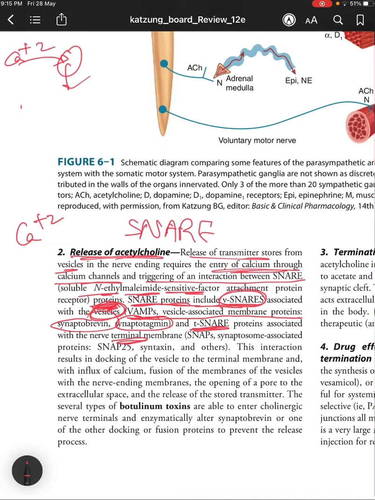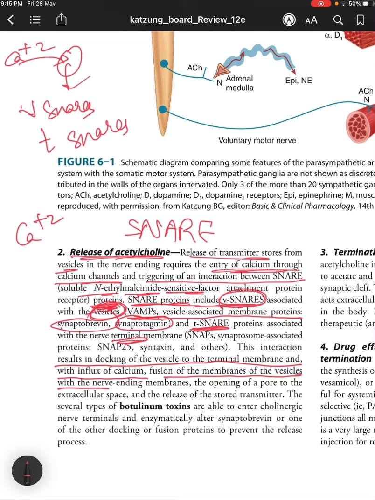At the same time, you need interactions between SNAREs. So what are those SNAREs? V-SNAREs and T-SNAREs. This interaction results in the docking of the vesicle to the terminal membrane, and with influx of calcium, fusion of the membranes of the vesicles with the nerve ending membranes, the opening of a pore to the extracellular space, and the release of the stored transmitter.